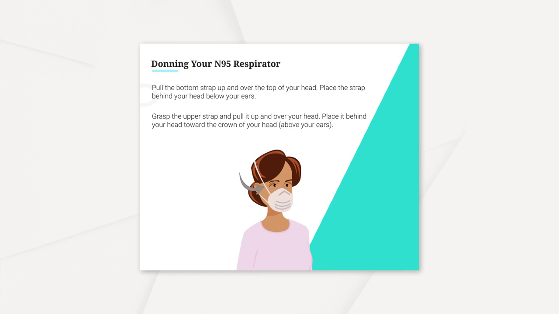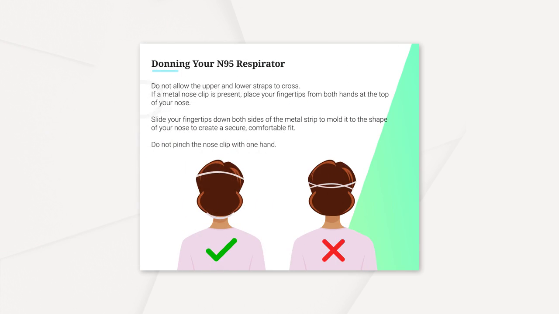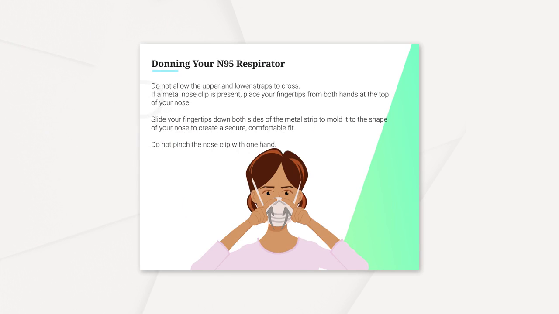Grasp the upper strap and pull it up and over your head. Place it behind your head towards the crown of your head, above your ears. Do not allow the upper and lower straps to cross. If a metal nose clip is present, place your fingertips from both hands at the top of your nose. Slide your fingertips down both sides of the metal strip to mold it to the shape of your nose to create a secure, comfortable fit. Do not pinch the nose clip with one hand.